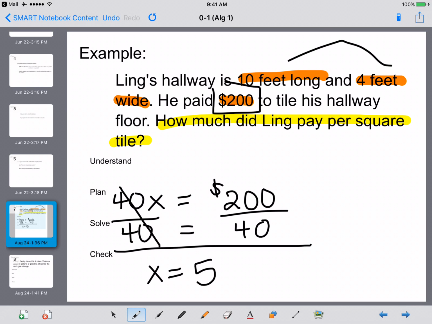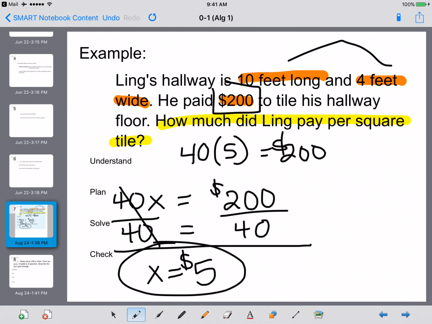And that would be $5. So when we solve this, it's telling us that it costs $5 per square tile. Let's go back in and check and make sure that makes sense. $5 per tile? Yeah, it sounds pretty legit. Let's plug it into our problem. So 40, we're replacing x with 5. 40 times 5 is 200. So that sounds pretty solid to me. And $5 would be our answer there for that problem.